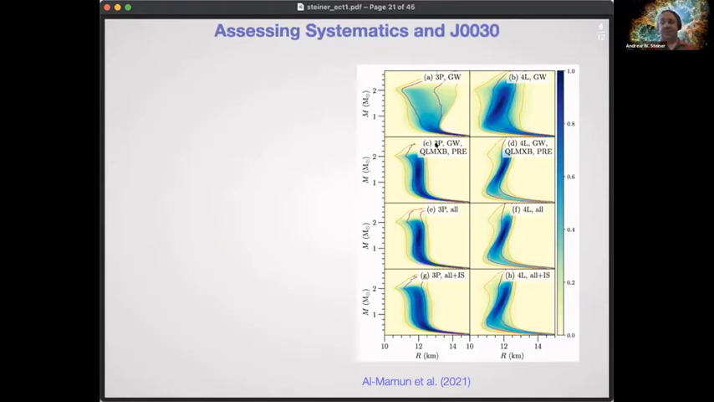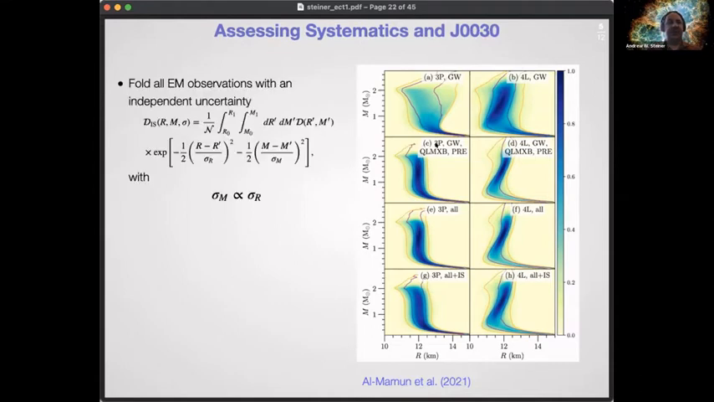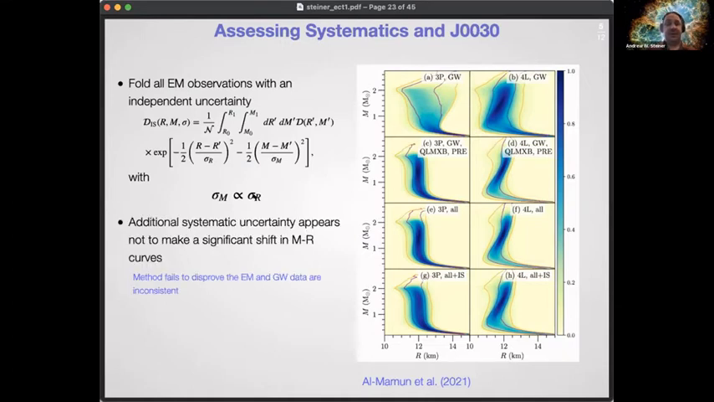We wanted to look at systematics a little bit. The way we do this is not the optimal way. This is just the first way we chose. We just do a Gaussian blurring. Every time we have a probability distribution in the mass radius plane, we fold it with some uncertainty. We assume these are proportional in order to make the parameter space small. And that's the difference between the 5th and 6th panels in this figure, and the 7th and 8th. And you see that there's basically no difference, okay? So it appears not to make a significant shift in the mass radius curves.